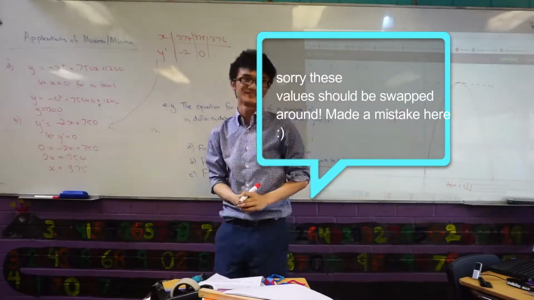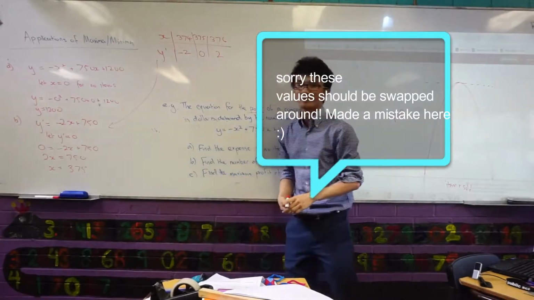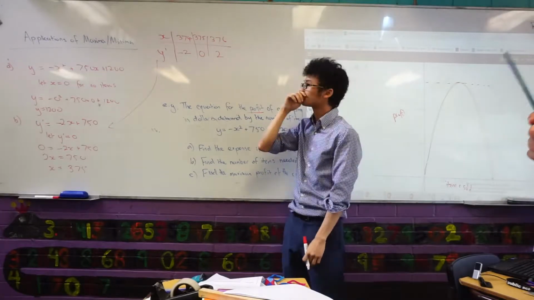You can use either one, it doesn't matter. I got 2 for... Yeah. But then that would be a different answer. 2 for 374. Okay. Yeah, same. So remember, the second derivative doesn't give you both answers.